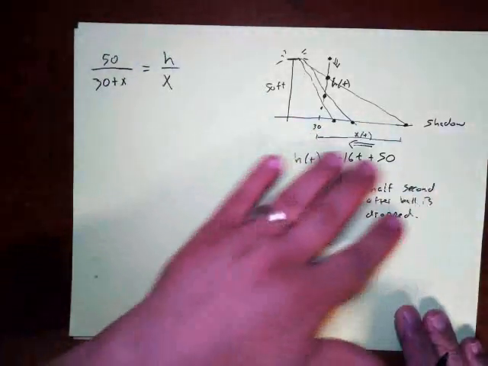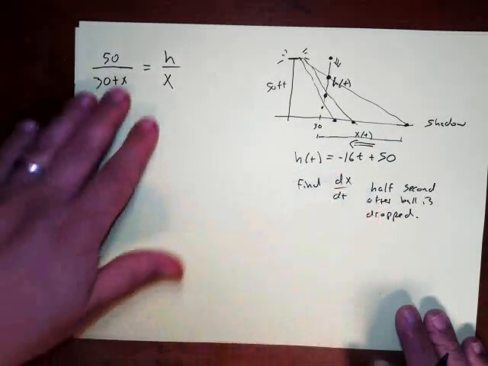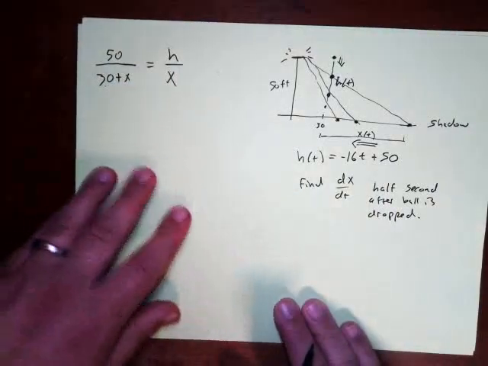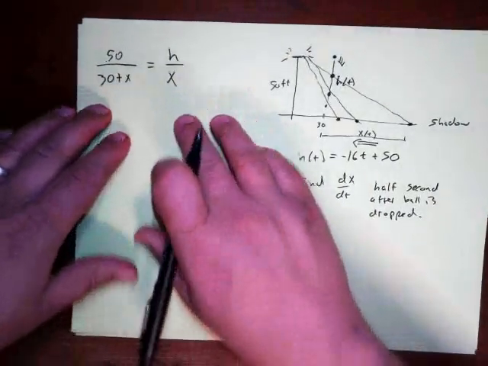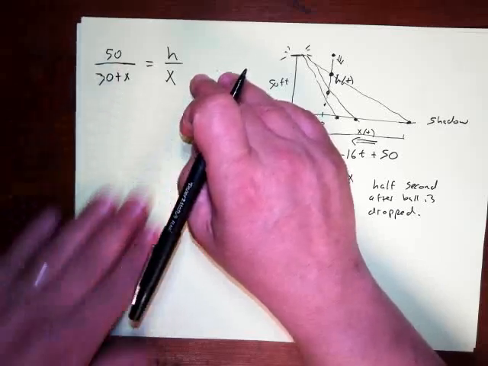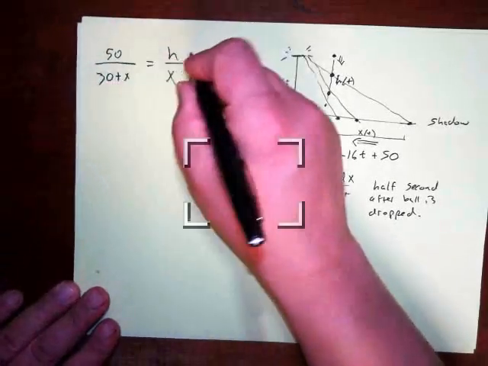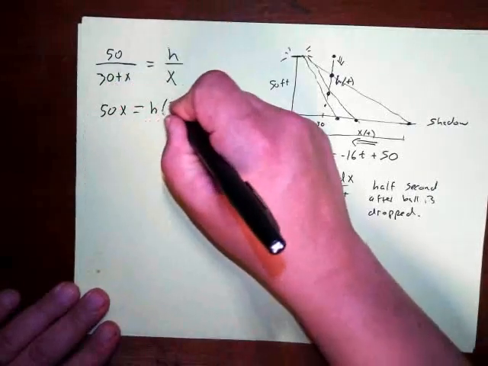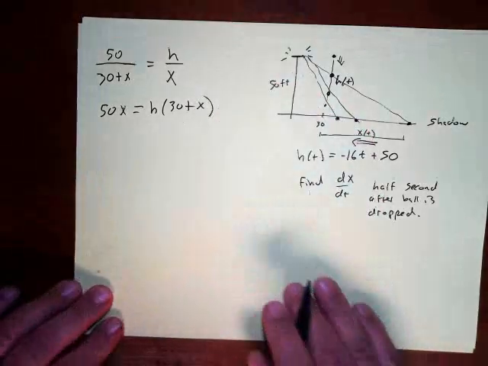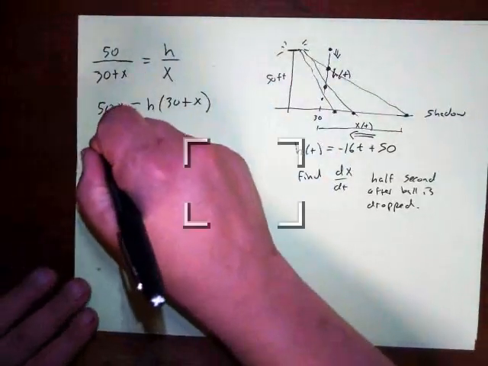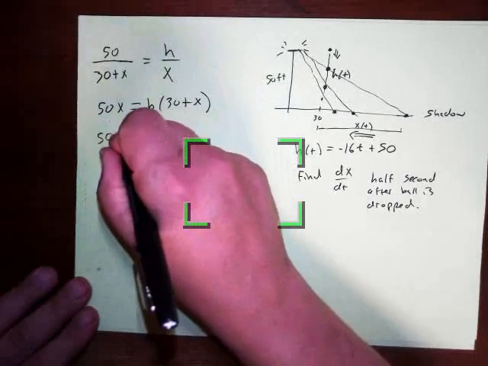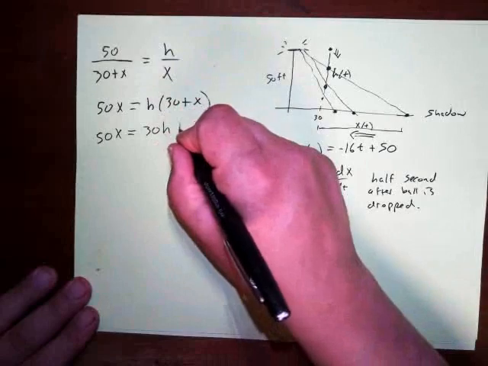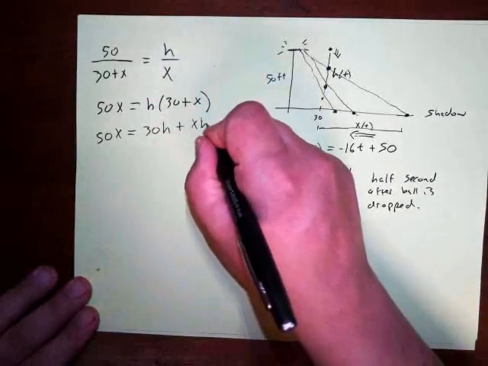So before I figure out what I need here, let me take the derivative of both sides and see if I can solve for dx/dt. To simplify this, because I would otherwise have a quotient rule, I'm going to cross multiply, and I'd have 50x equals h times (30 plus x). Then I'll distribute the h. So 50x is equal to 30h plus xh.